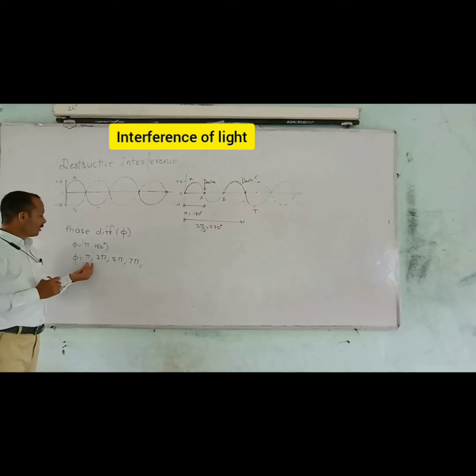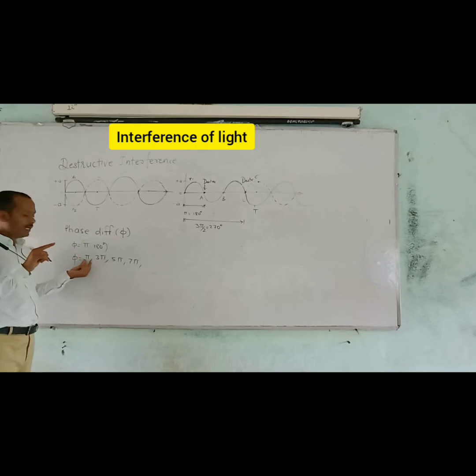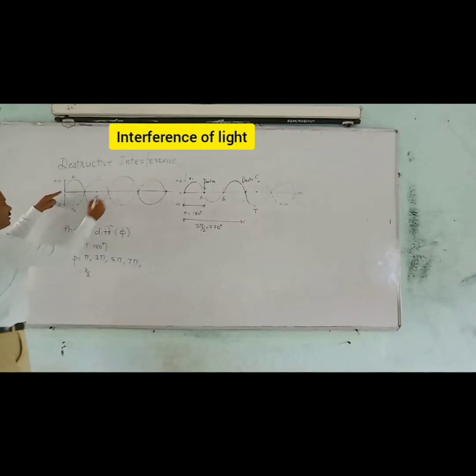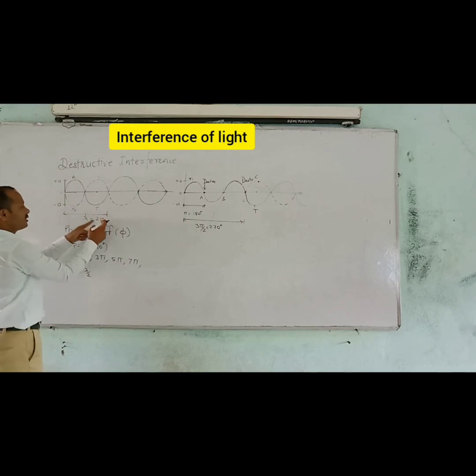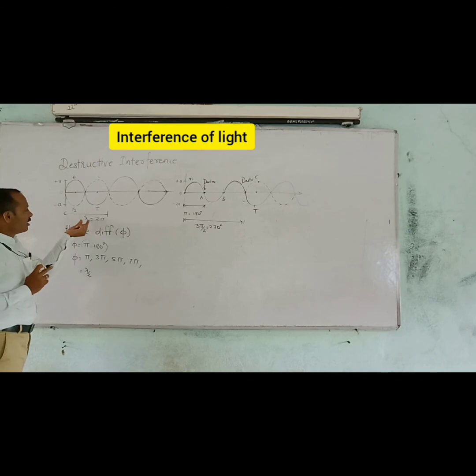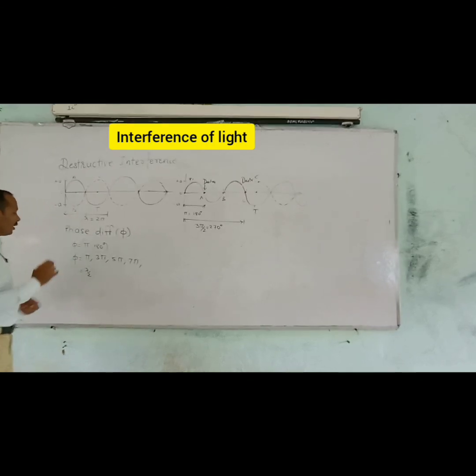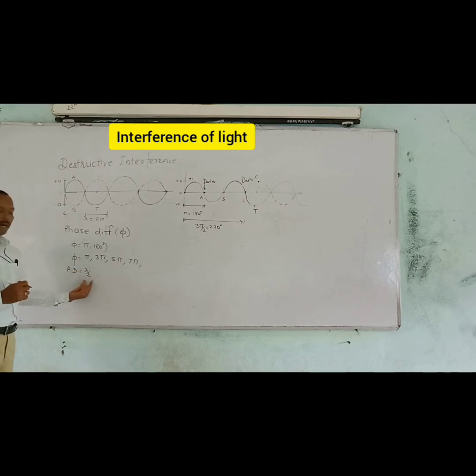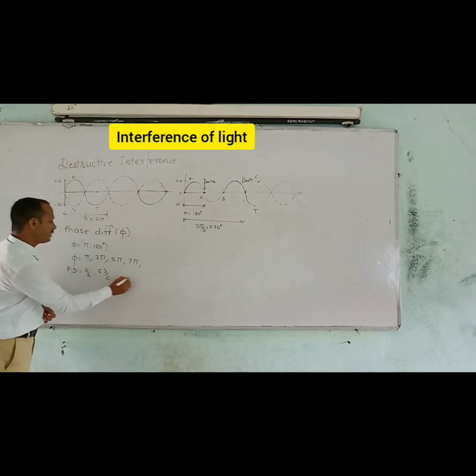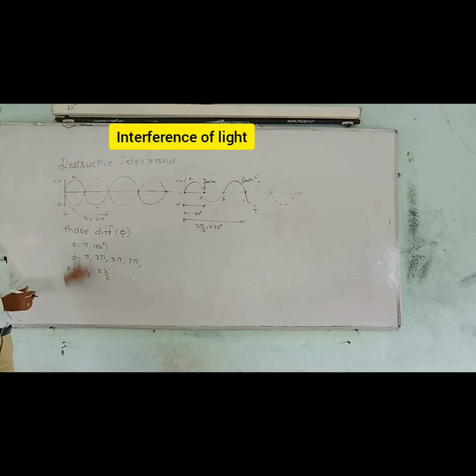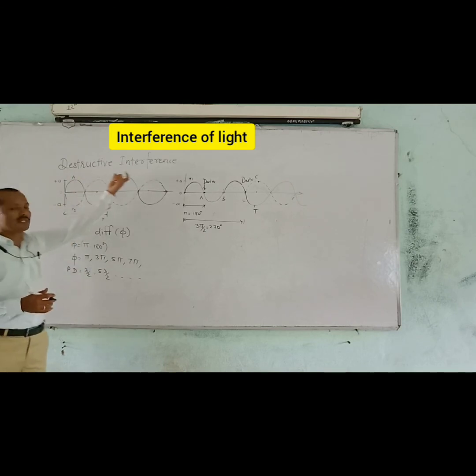When the phase difference is pi, then the path difference is lambda by 2. Because this distance is equal to lambda, which is equal to 2 pi, pi and pi, 360 degrees, and this is a complete wave, therefore the distance is given by lambda, therefore the path difference is given by lambda by 2, and so on. At this condition we get destructive interference.